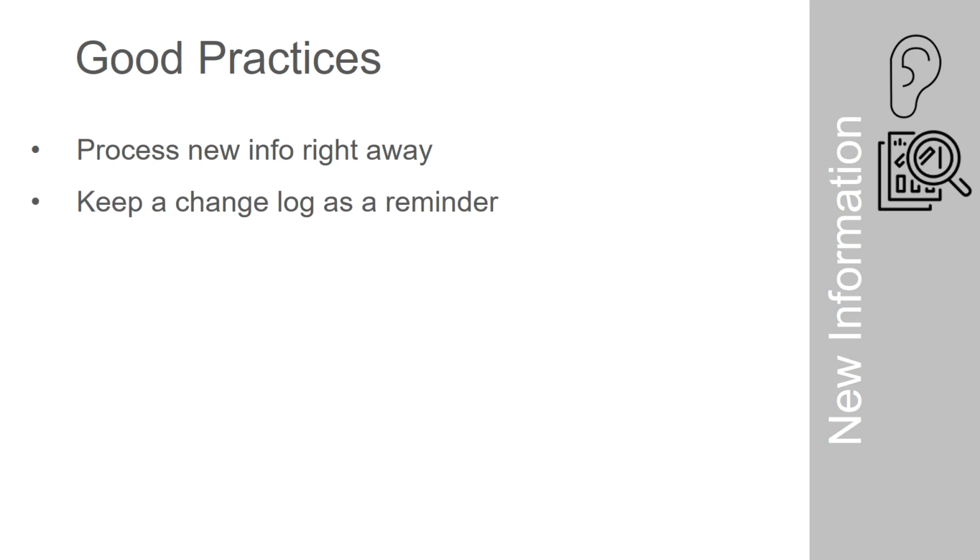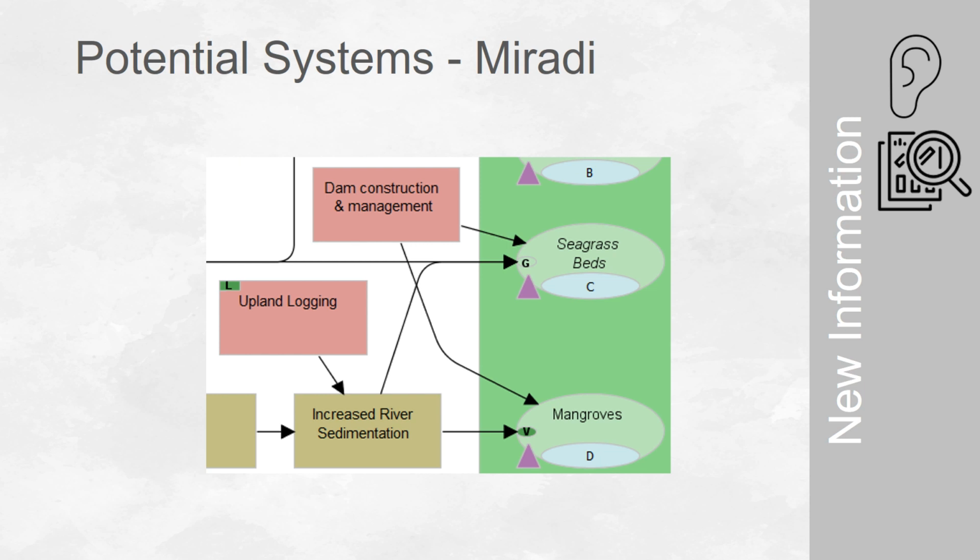So you could either update your situation model, results chain, or other components to reflect that new information, or you could keep a change log to remind you of the key changes you need to make. Regardless of which option you use, you should record the sources for your new information and any updates you make to your overall strategic plan.